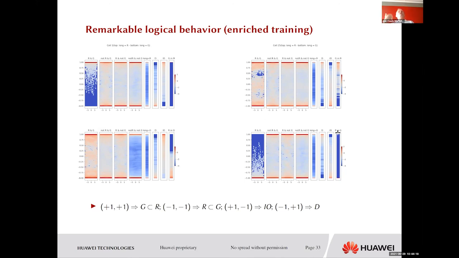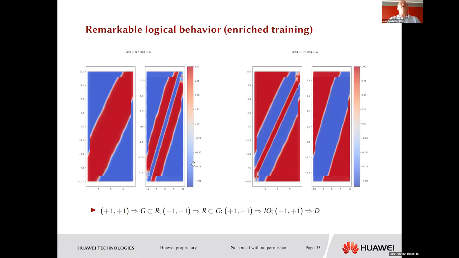Okay, if we have enriched training, in this case we have a remarkable logical behavior, where just by using the outputs of two neurons, we can basically answer the questions that are asked. Of course, it needs quite high generalization power from the neural network, but it's not bad at all.